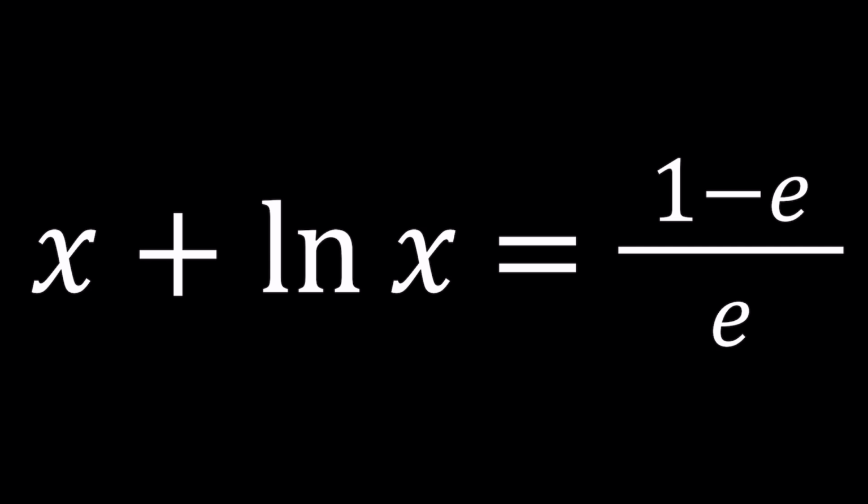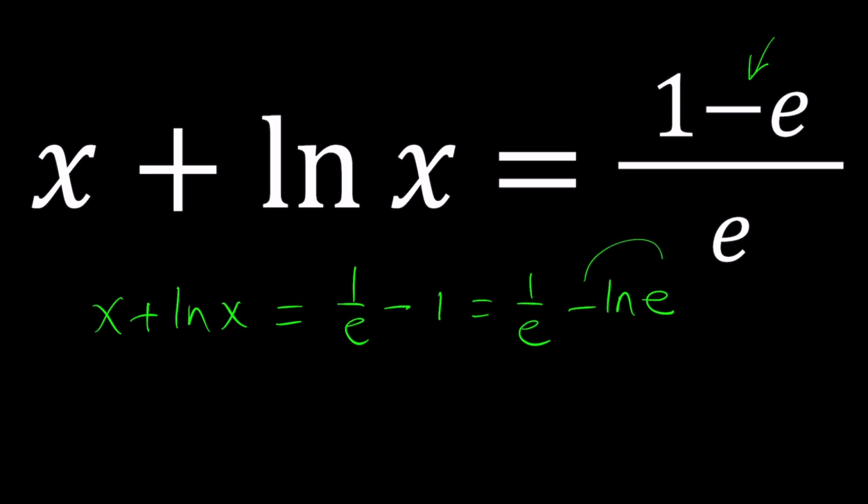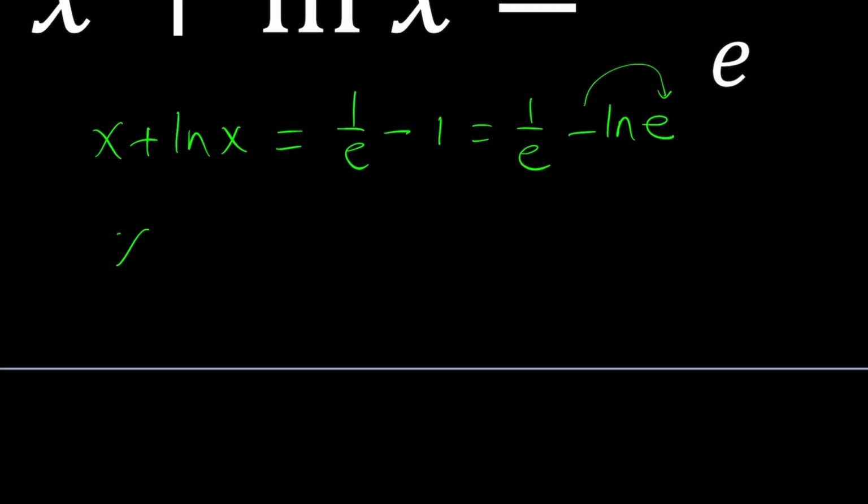First off, I want to separate the two numerators. So I want to write this as x + ln x = 1/e - e/e, which is 1. And then 1 can be written as ln e. And with the minus sign in front of it, we can basically put this as e to the power negative 1. We have this power rule, but you can use it either way. So from here we get x + ln x, and I'm going to write this as 1/e + ln(1/e), or e to the power negative 1.